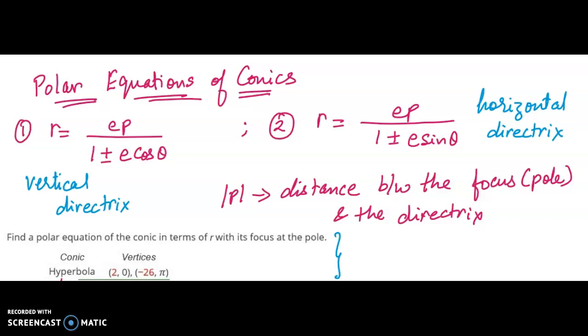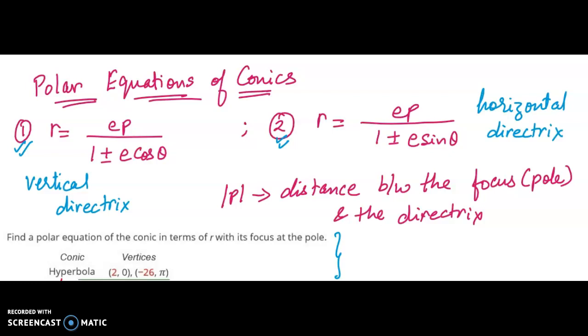But before we try to solve these types of questions, let's understand a little bit. In these types of cases, we are looking for either equation number 1 or equation number 2. Equation number 1 will be used when we have the vertical directrix. Now, what is the focus? What is the directrix? I will make another video. If you are in honors pre-calculus, that means you already know what I am talking about when I talk about focus or directrix. Or the equation number 2, which deals with the horizontal one.